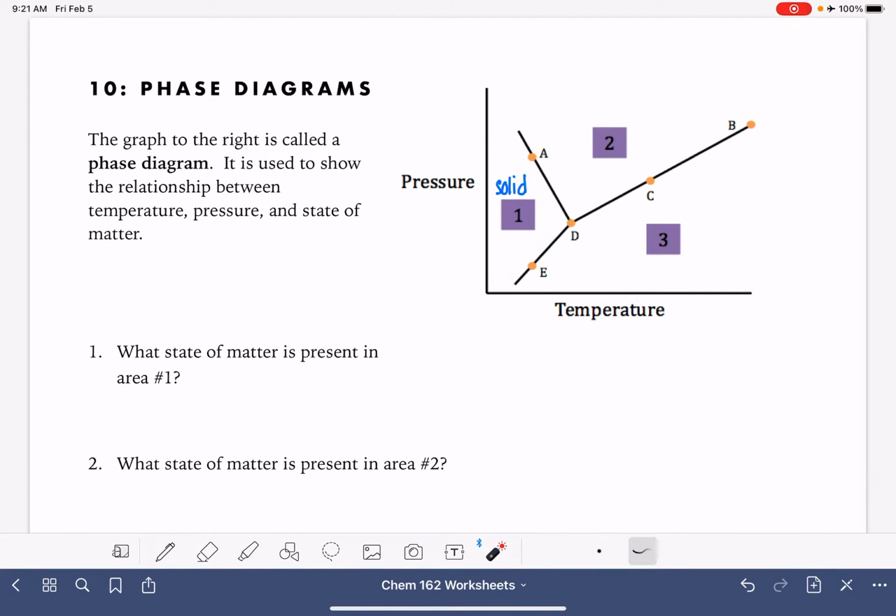And again, just to help you understand exactly what the phase diagram is showing, this area in the graph represents all of the different pressure temperature combinations where this particular substance would exist as a solid. So area number 1 is solid.